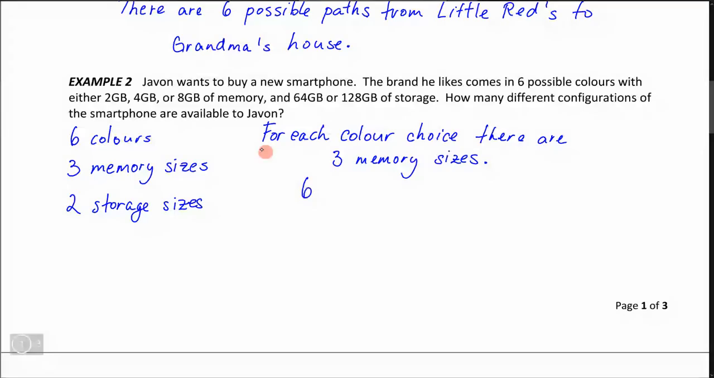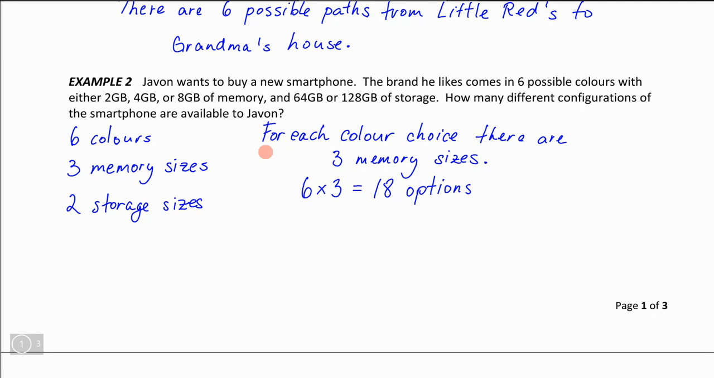So if you had 6 colors to choose from, and you have 3 memory sizes to choose from, if I said 6 times 3, I would have 18 options. Why? Because for each color, I have 3 memory sizes. So it's 3 plus 3 plus 3, for each color that we have. So 18 options for just the colors and memory sizes. So even if you drew a tree, you'd notice you'd have 18 options by this point.